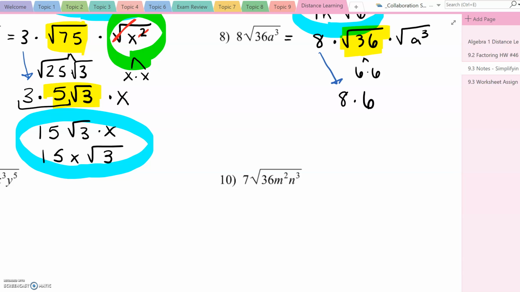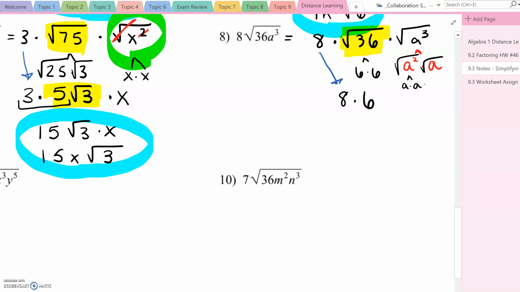And now we want to simplify our a cubed. So think of a perfect square inside of a cubed. This one is a little tricky. You want to think of what 2 things you can multiply together where one of them is a perfect square. If we multiply a squared times a, hopefully you remember your exponent rules that we did before Christmas break. A squared times a makes a cubed. And what is the square root of a squared? We just did that one in the problem number 7 next to us. So square root of a squared, what number multiplies by itself to get us a squared is just a times a.